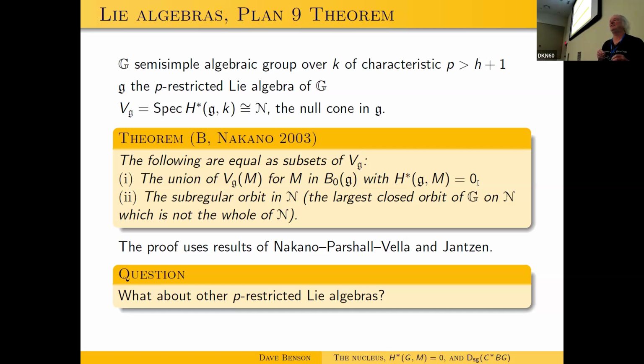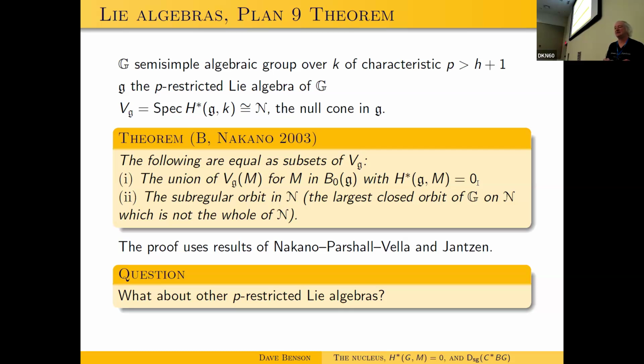And the proof involves some quite sophisticated machinery from the algebraic group side of things. And then there's a remaining problem, which is there are lots of p-restricted Lie algebras that don't come from semi-simple algebraic groups. And what is their nucleus?